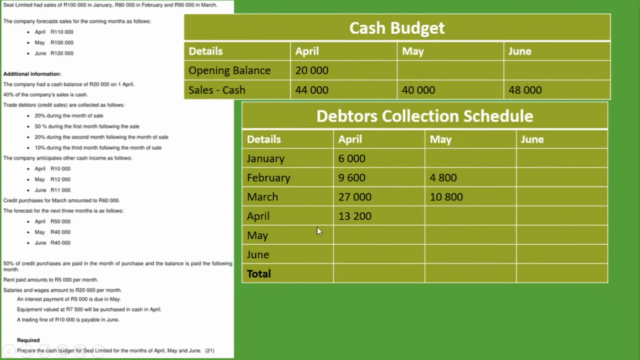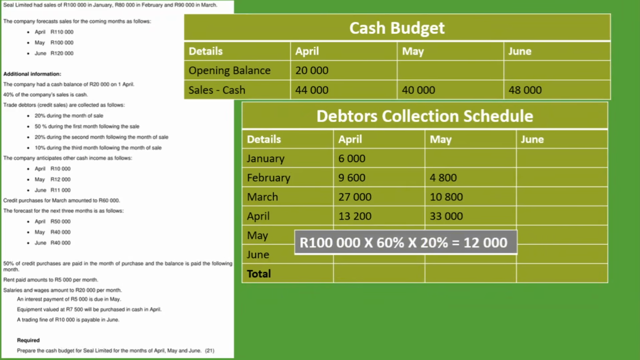And then how much from April will be collected in May? Well, we can see here 50% during the first month following the month of sale. So we take April's total sales, 110,000 Rand, times 60% times 50%, which will be collected in May, is 33,000 Rand. So put 33,000 Rand. And then May's credit sales, how much of it will be collected in May? Well, it's 20% because it's during the month of sale. So we take the total sales for May, 100,000 Rand, times 60% times 20%, which will be collected in the month of sale. It gives us a total of 12,000 Rand. And there we have just completed May.